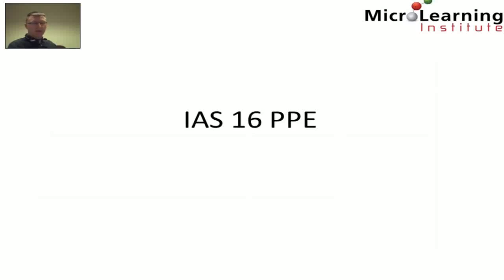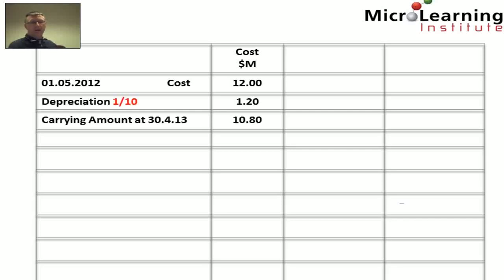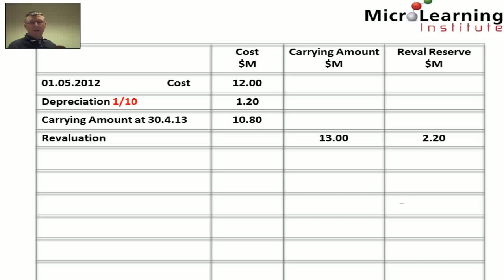Next up, let's look at the property, plant and equipment of this company. On the 1st of May 2012, we acquired property, plant and equipment at a cost of $12 million. We depreciated it over its useful economic life of 10 years for the 1 year to the 30th of April 2013, where its carrying amount is now $10.8 million. On that date, it was revalued to a new carrying amount of $13 million. So consequently, we recognized a revaluation reserve of the difference between 13 and 10.8, which is $2.2 million.